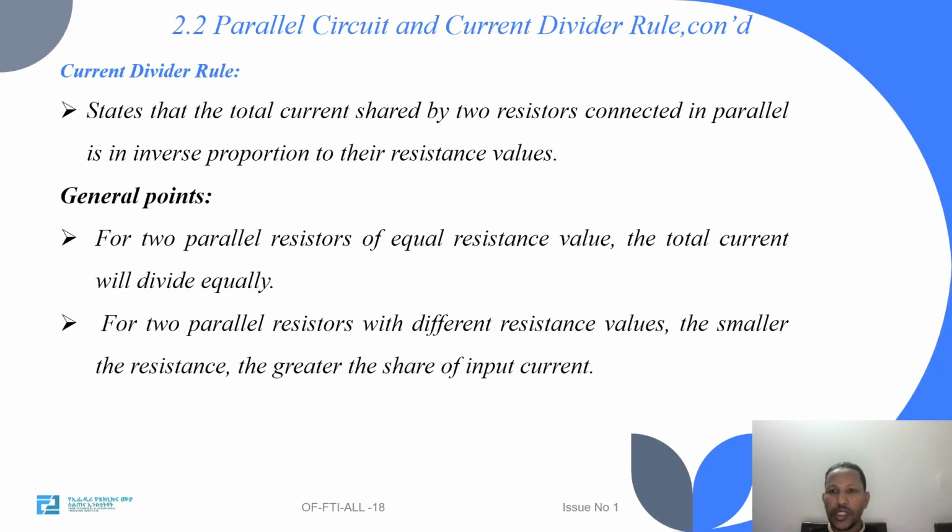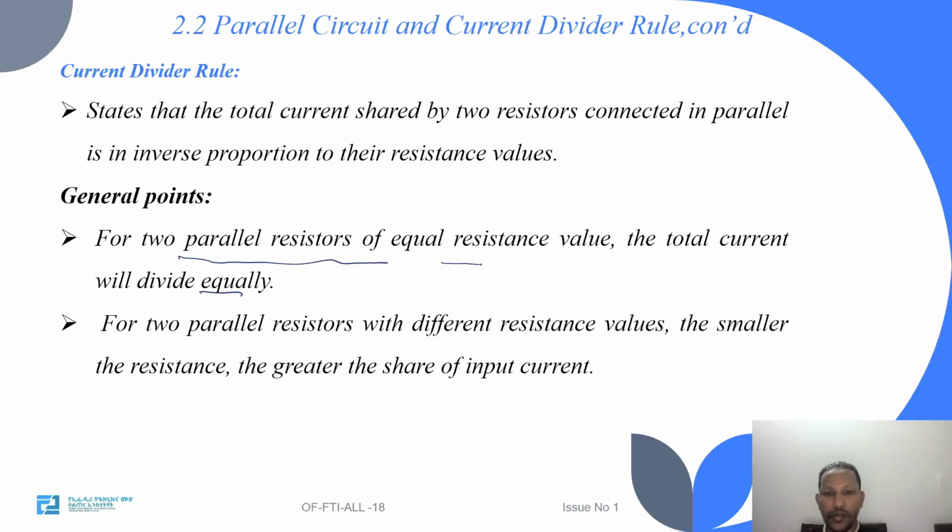When it comes to the current divider rule, it shows that the total current shared by two resistors connected in parallel is in inverse proportion to their resistance values. If you remember from series connected resistors, the voltage will be in direct proportion to the resistance value of the resistor connected in series. For two parallel resistors of equal resistance value, the total current will be divided equally.